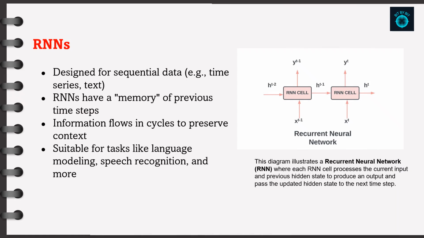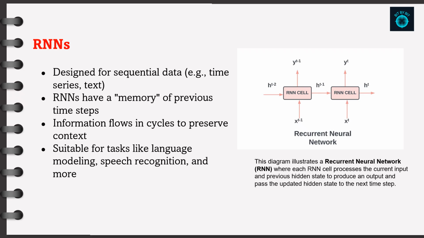Recurrent neural networks, or RNNs, are designed to handle sequential data. Unlike feed-forward networks, where each input is processed independently, RNNs maintain a kind of memory of previous steps in the sequence. At each time step, an RNN takes in a new input, along with the output from the previous time step, which provides context. This cycle of information flow through time allows RNNs to remember and use information from earlier steps, making them great for tasks like language modeling, speech recognition, and time series forecasting.